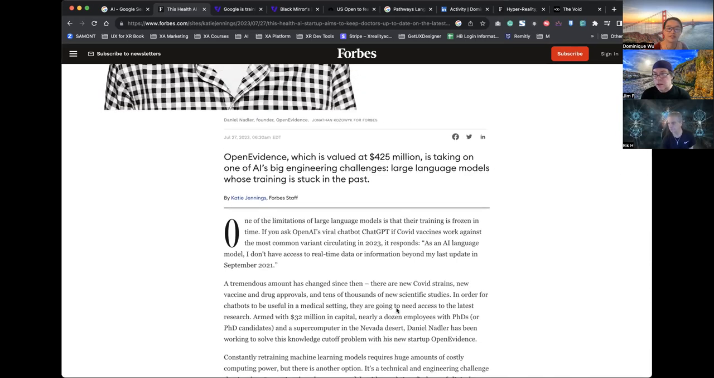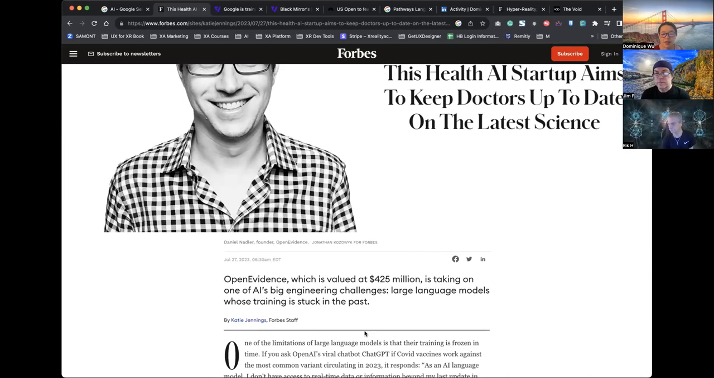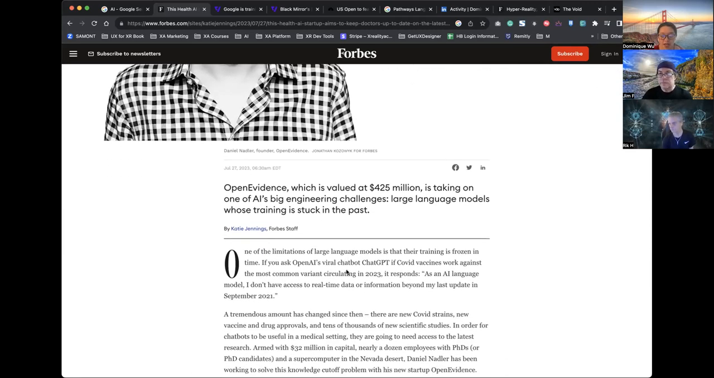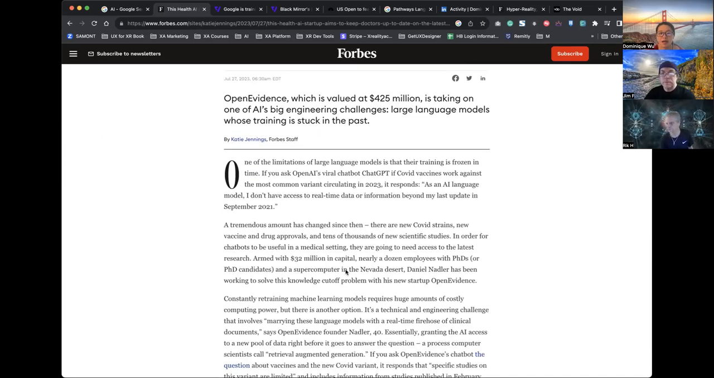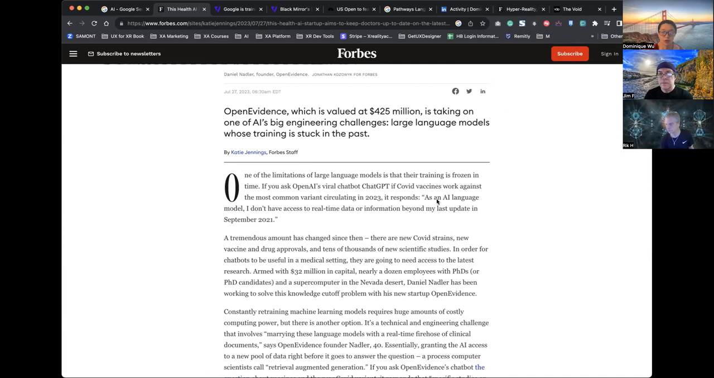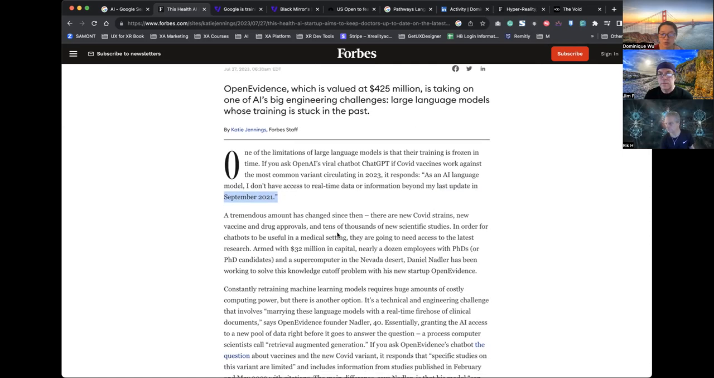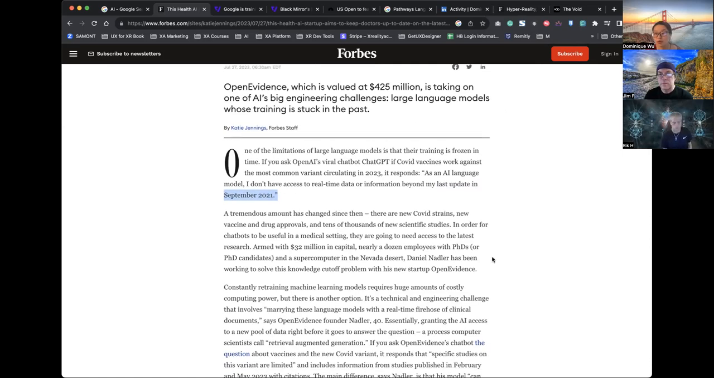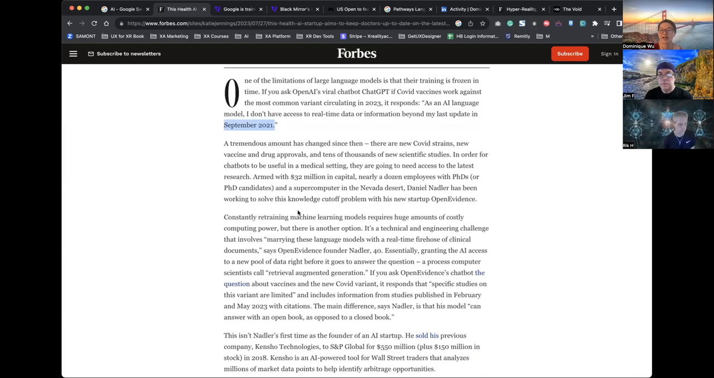So actually, this startup called Open Evidence helps people check the most up-to-date medical evidence. Why is this important? Because the current one has a problem. They only have information before September 2021. For example, if you want to know the most recent COVID variants, you might not be able to, because the current ChatGPT only has COVID variants before September 2021. So this startup is trying to get all the data up to date.